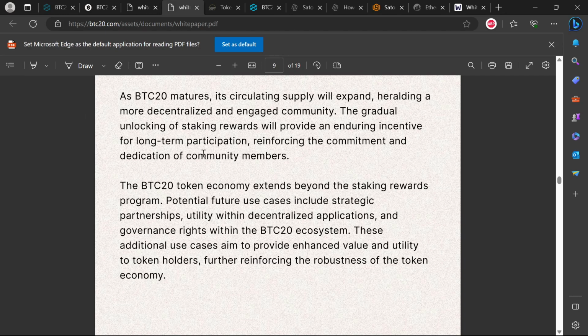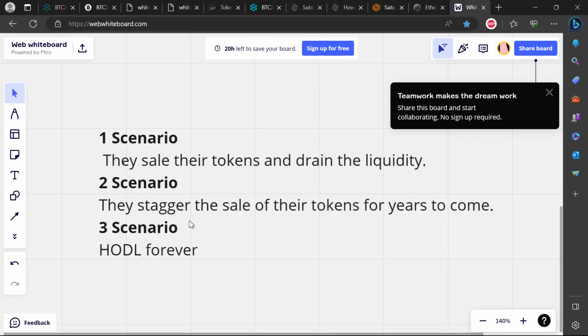They are saying the BTC20 token, this is the white paper, by the way. You need to read it if you haven't. "The BTC20 token economy extends beyond the staking rewards program." Yeah, staking to prolong the scam. "Potential future use cases include strategic partnerships, utility within decentralized applications, and governance rights within the BTC20 ecosystem. These additional use cases aim to provide enhanced value and utility to token holders, further reinforcing the robustness of the economy." So they've got plans, DAO, partnerships and all that to really make BTC20 the token. Which leads us to scenario number three.